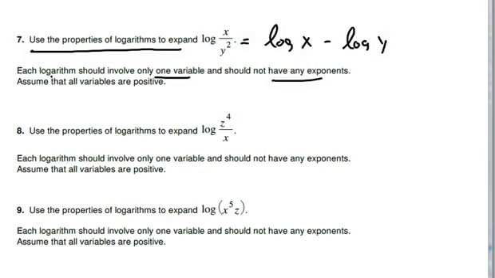We are assuming the variable is positive. So this is going to be log of x minus log of y squared. You can see that because the log of a quotient is equal to the difference of the logs. But then that 2 we can bring out front. So log of x minus 2 log of y.